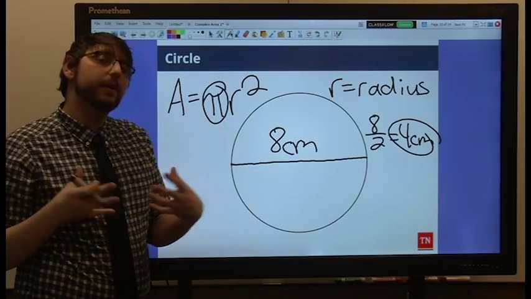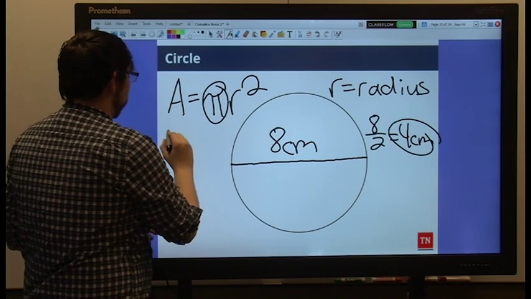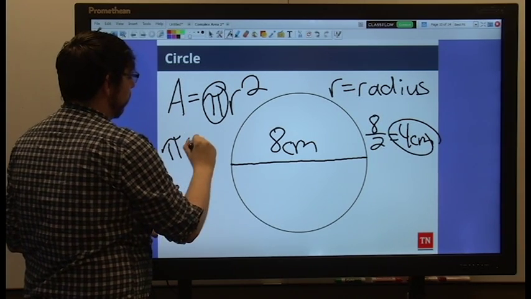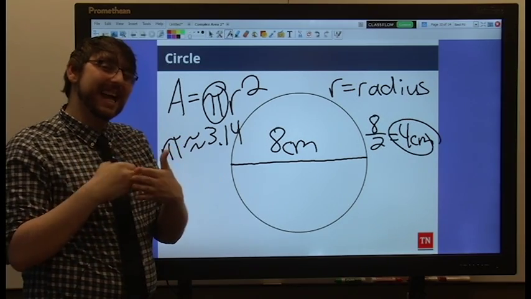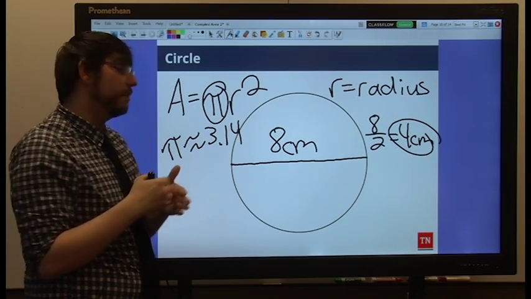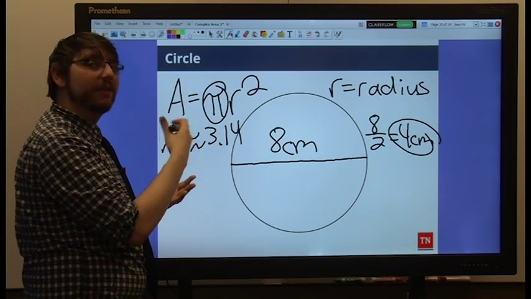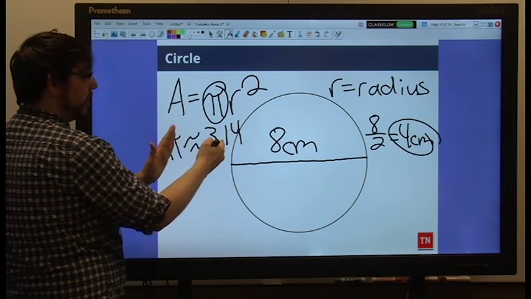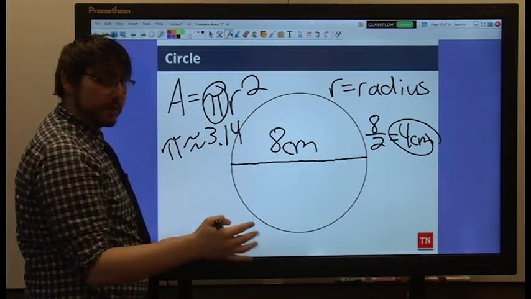Now let's talk about the other piece of this area formula, which is pi. Pi can be approximated to 3.14. It's important to know that that is not an exact number for pi, but it is okay to plug that number in for pi whenever you see it. Let's actually find this area of this circle now. Remember, pi is 3.14, and in this case, the radius is 4 centimeters.